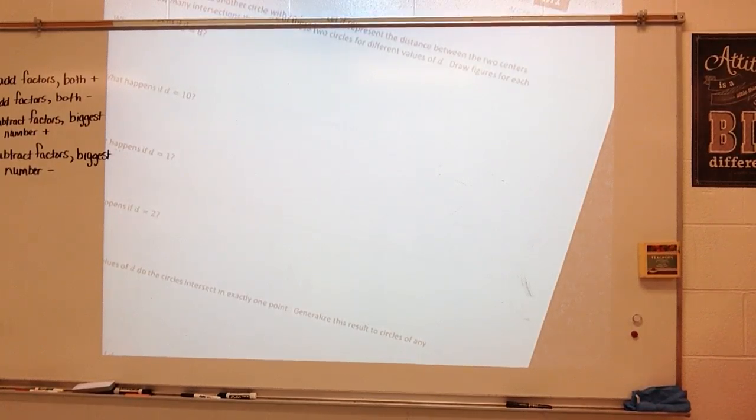Consider the circle with a radius of 5. Alright. And another with a radius of 3. So I've got 3 and I've got 5. And it says, let D represent the distance between the two centers. Alright, so we've got the two centers. So if the distance is 8 between the two centers, then let's think about this.